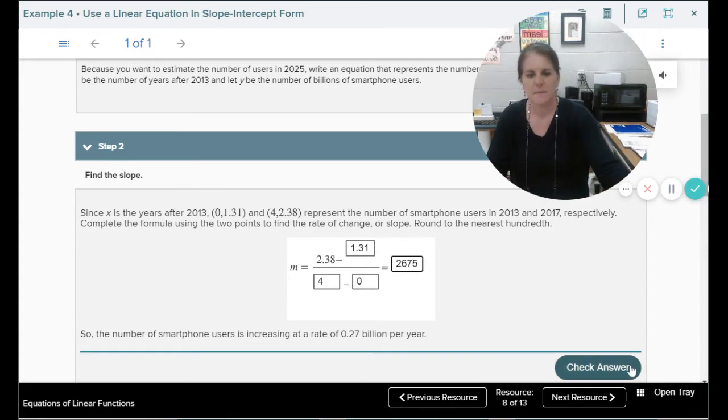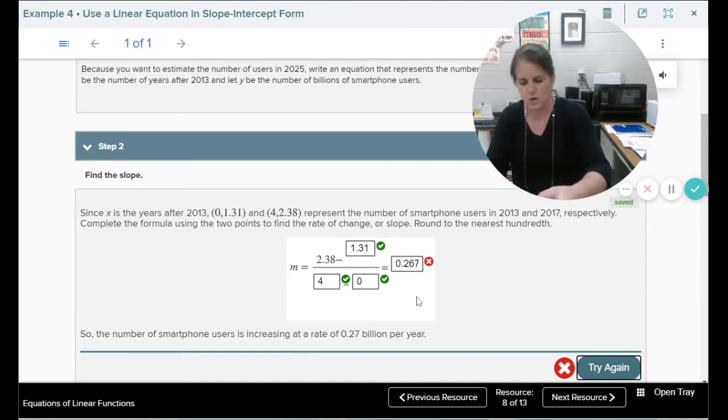0.2675. And apparently I got that wrong. So I subtracted and I divided by 4.